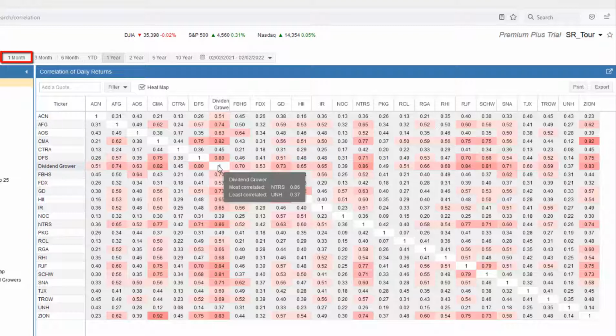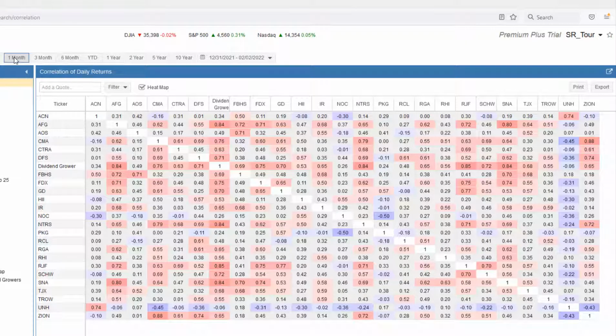I'll set the time period to 1 month to demonstrate another feature of correlation. We see that some of the stocks are shaded in varying hues of red and purple. This is called the heat map. Correlation above 0.50 will show up in one of 5 shades of red. The higher the correlation, the deeper the color. Correlation below 0 will show as one of 5 shades of purple. Deeper shades indicate more negative correlation, indicating assets that are good for hedging.